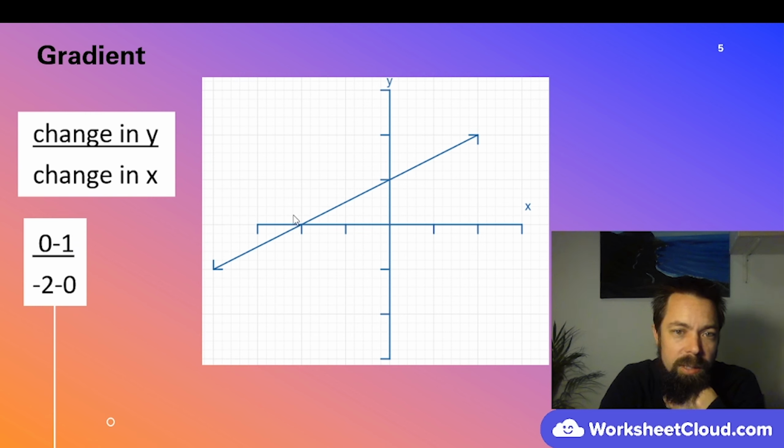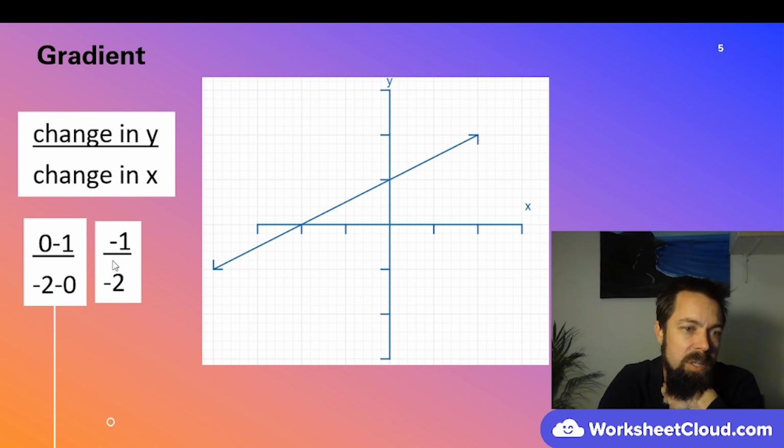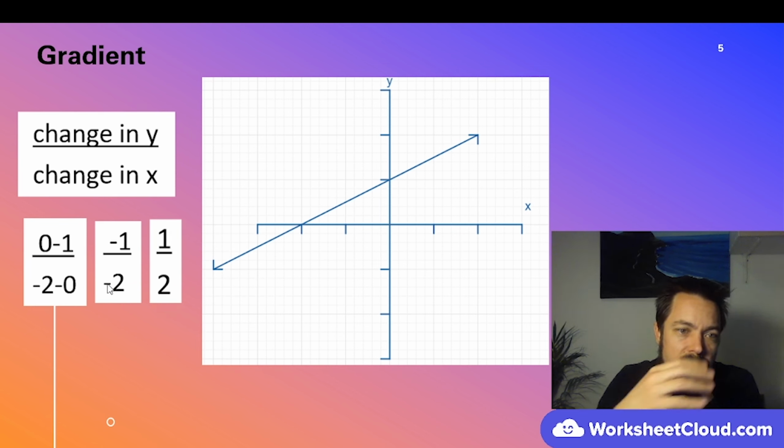At the bottom, I'm now going to look at my x values. Again, the same order. I did this point, then this point, and at the bottom, I'm going to do this point and then this point. So the x value here is where it crosses the x-axis, that's -2, and the x value here is 0. So -2 minus 0. So I've got -1 over -2, and we can cancel the negatives because a negative divided by a negative is a positive. So I end up with a half. So my gradient in this graph is a half.